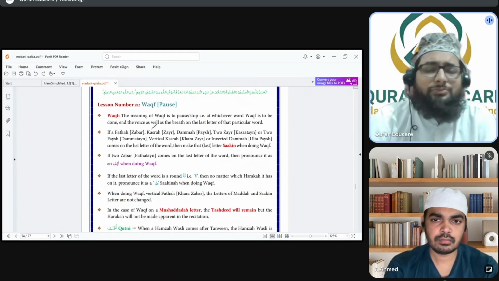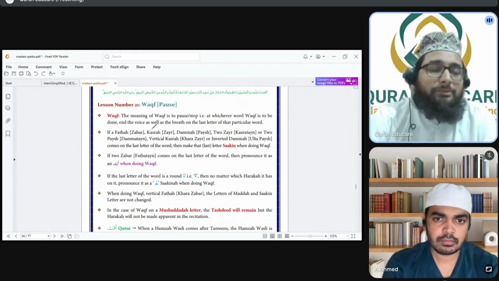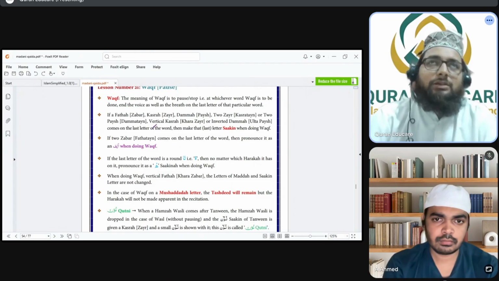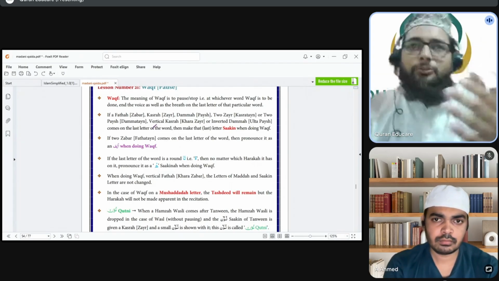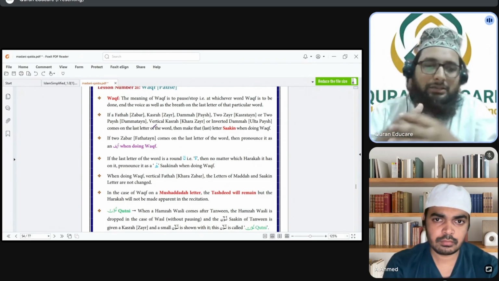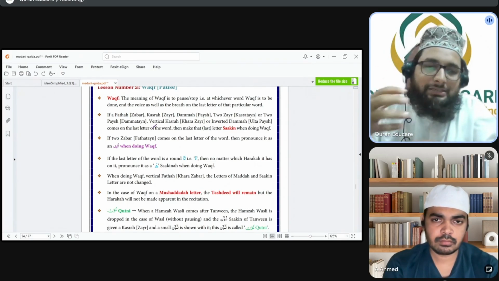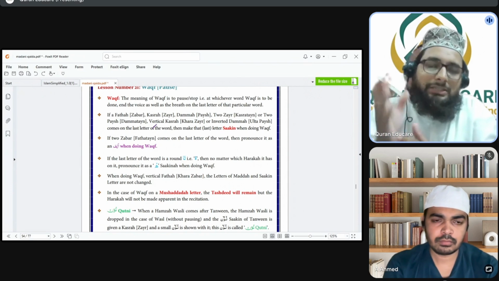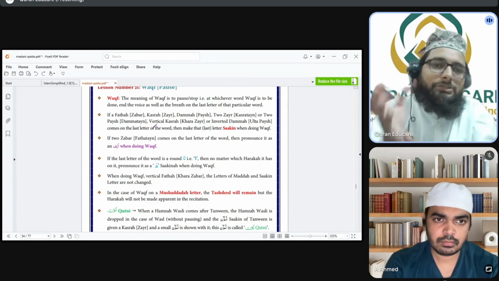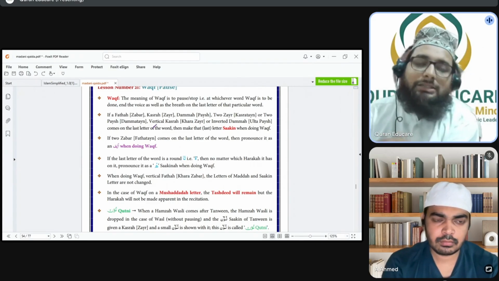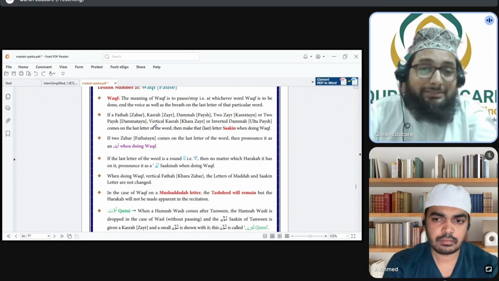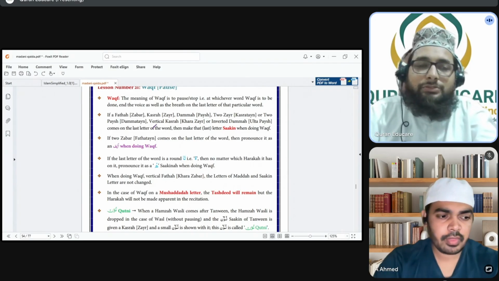Lesson number 21, most important lesson, is about the waqf. Waqf means stop. So we learn the different conditions, like when there's a zabar, zair or pesh, two zabar, two zair, when there's a rounding ta, when there's a specific condition, which things will change into which, like zabar zair pesh will change into jazm in the state of waqf. And we learn about the different tips and tricks in lesson number 21.